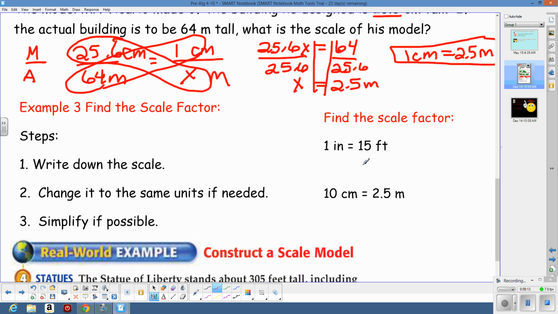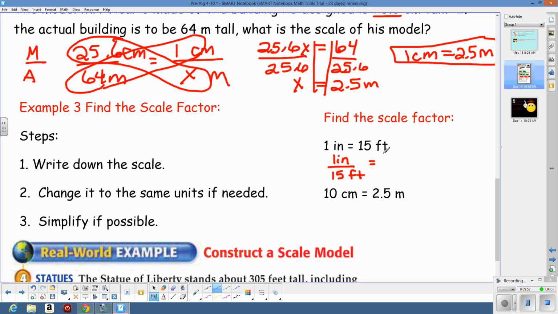Look at our first example: 1 inch is equal to 15 feet. We write that down like this: 1 inch over 15 feet. Now we have different units, so we need to change it to be the same. You want to change it to the smaller unit of measurement, so I'm going to change 15 feet to inches. There are 12 inches in 1 foot, so we take 15 times 12 to figure out how many inches that is.